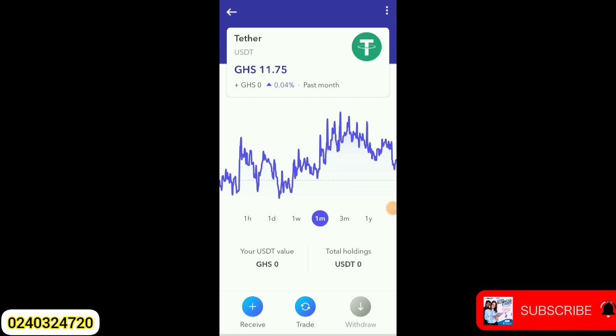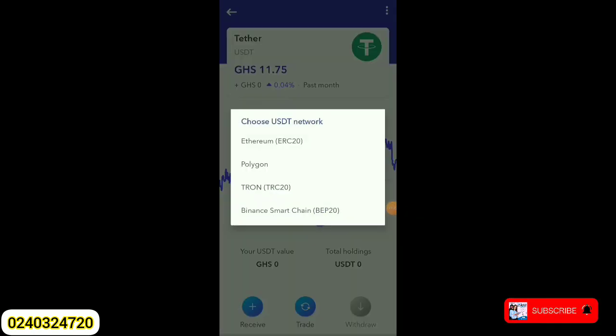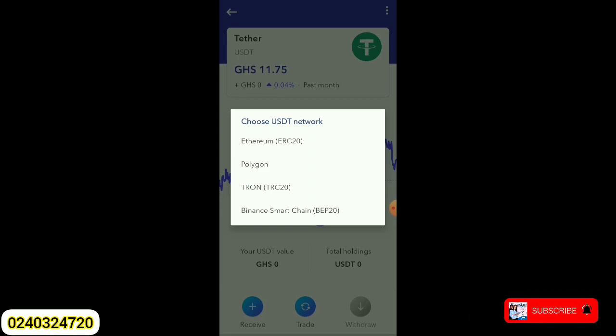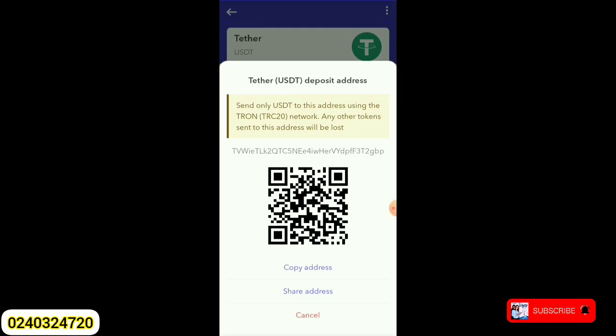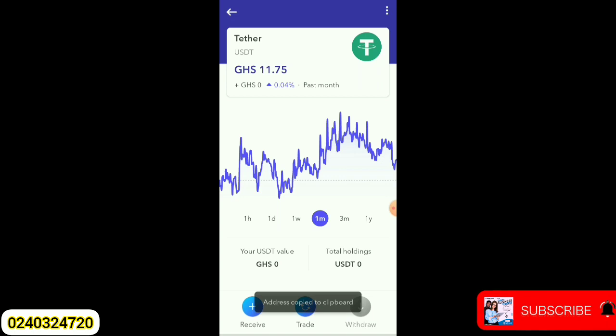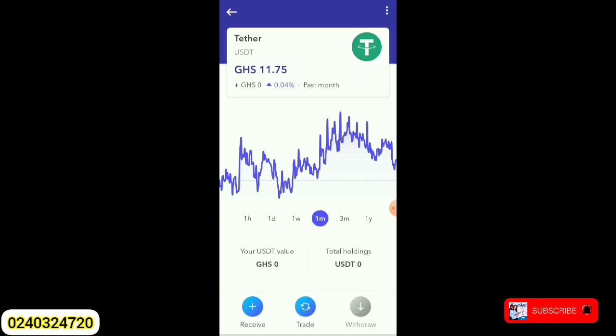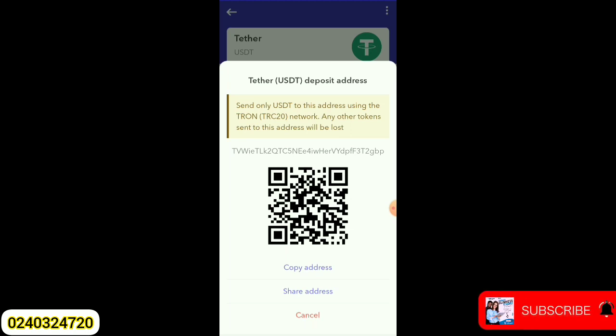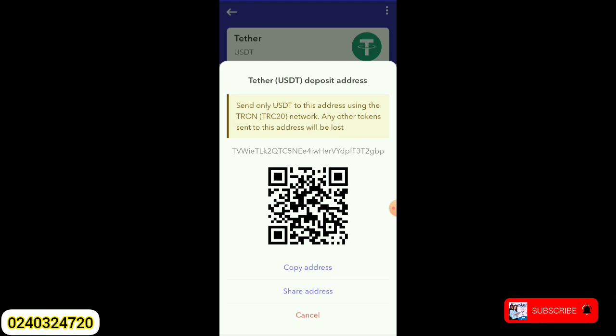If I want to deposit money, I will just click on receive. Let's say I want to receive the money. We have Binance Smart Chain, we have Polygon, we have Ethereum, we have Tron. I want to receive the money from my Tron. That's the TRC. So I'll copy my address. This is my address, and our address is copied. It says on this TRC, it can only receive USDT deposits.